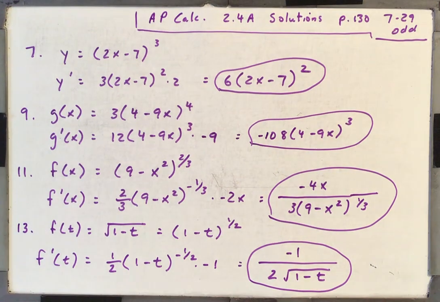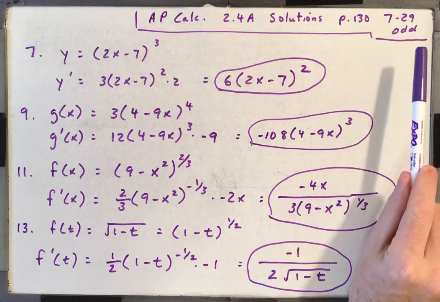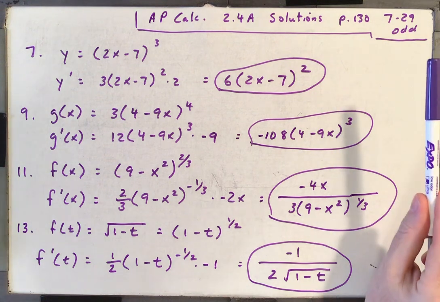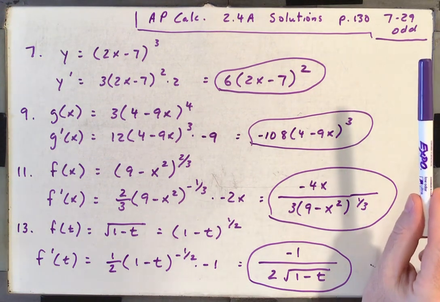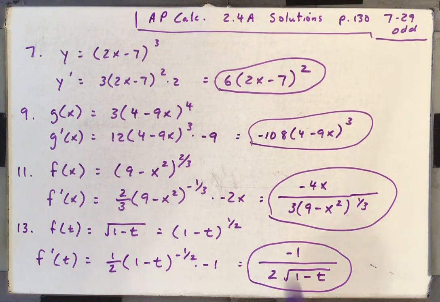Hello, this is the solutions video, AP Calculus, section 2.4a, using the chain rule, page 137, problems 7 through 29 odd. I was able to get the first four up here on my whiteboard.